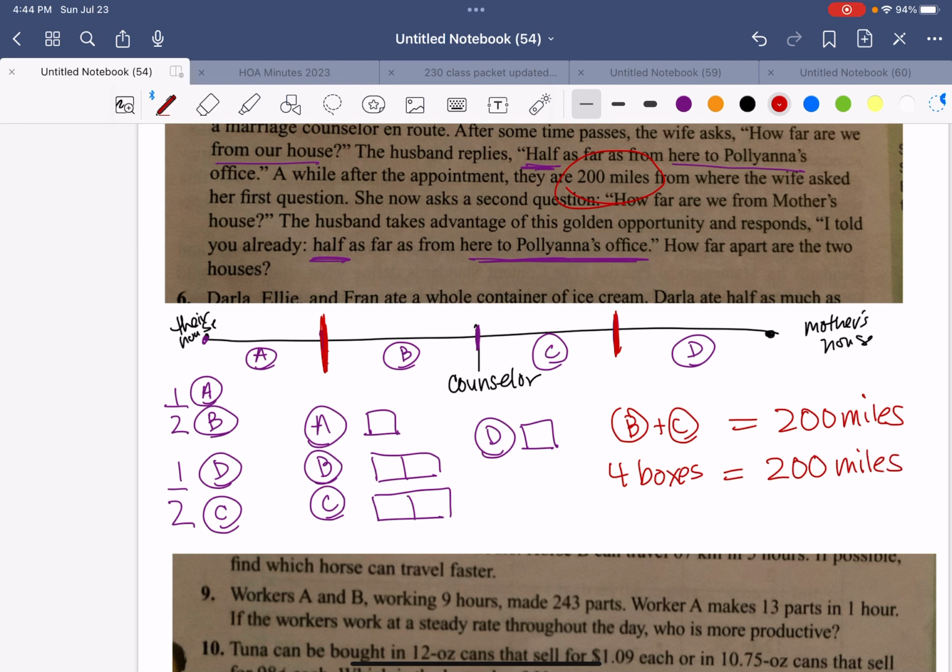All right. And so you're going to roll from there. So now you know 4 boxes is 200 miles, and then you can figure out 1 box so that you can figure out the entire trip. So you're going to go from there. All right, so that should help you get going with number 5.